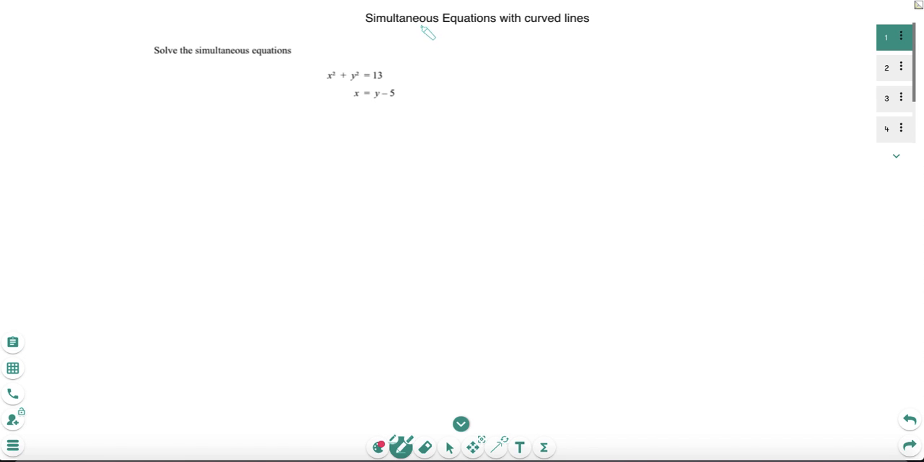So remember, the definition of simultaneous means more than one. There's more than one equation, and one or both of these equations might have a curved line. So let's look at this question over here. x squared plus y squared equals 13, x equals y minus 5, and we have to solve the simultaneous equations.